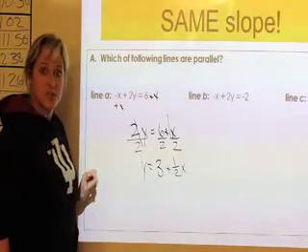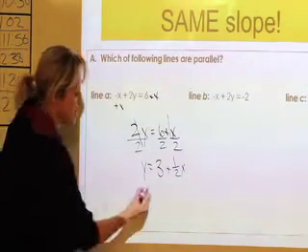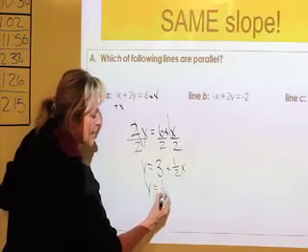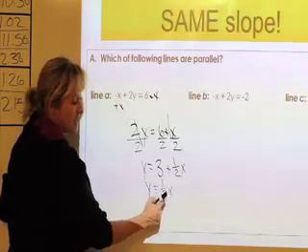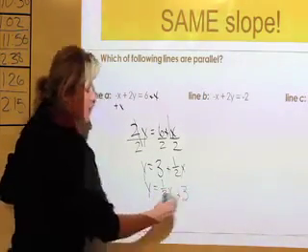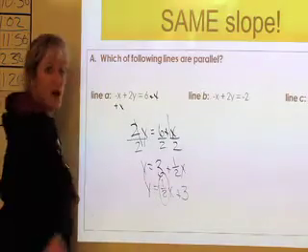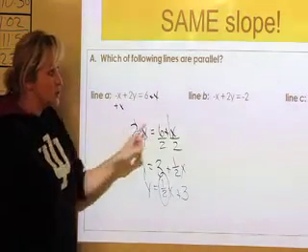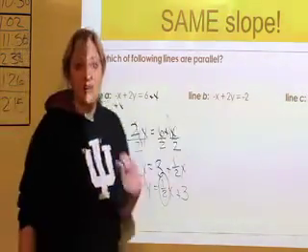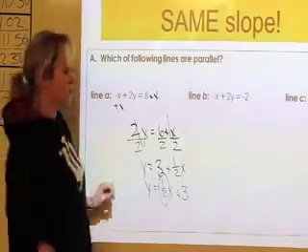Now all you have to do is put it in y equals mx plus b format. You have y equals 1/2 x, plus 3. So this has a slope of 1/2. What you're going to want to do is do this for each one of the equations they provided for you. So we'll try another one.